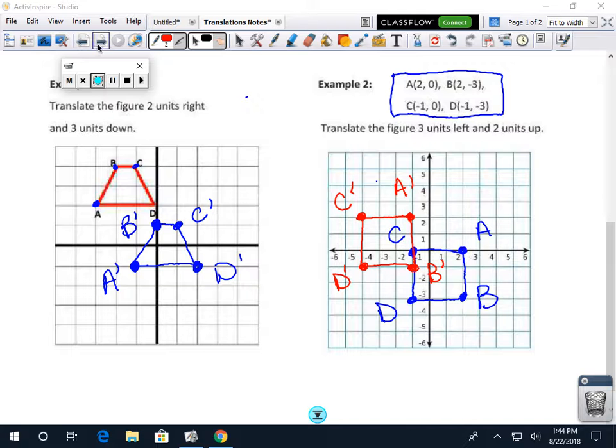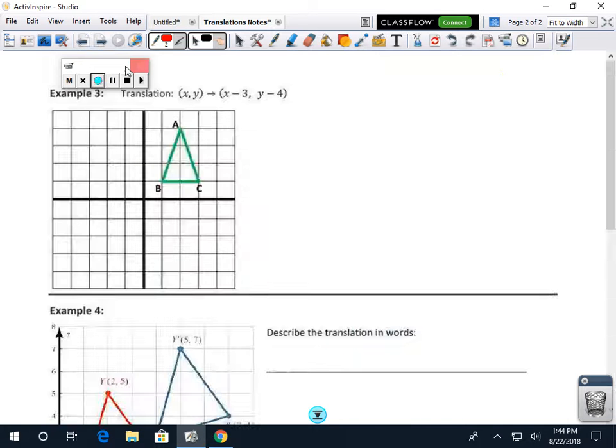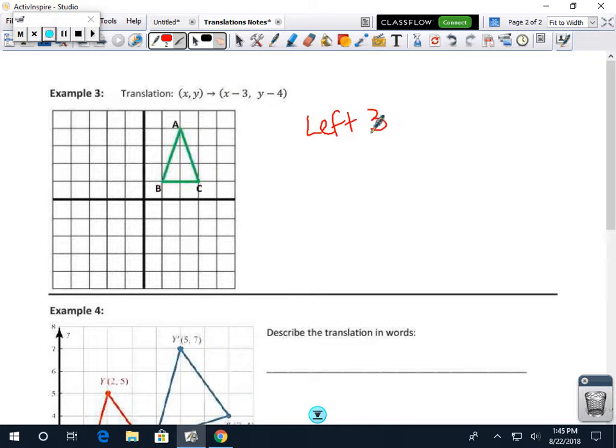Alright, so on the back of the notes here, we're going to do this translation, but this time instead of it being in words, they give it to us in a formula. So I have (x, y) goes to (x minus 3, y minus 4). The translation tells me x minus 3, I'm going to go to the left 3, and then y minus 4 tells me I'm going to go down 4.